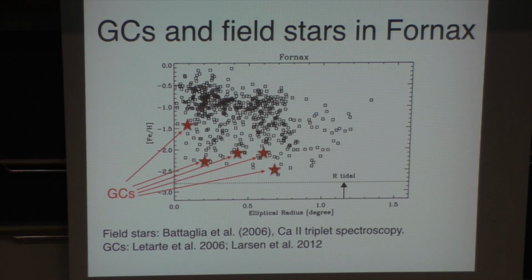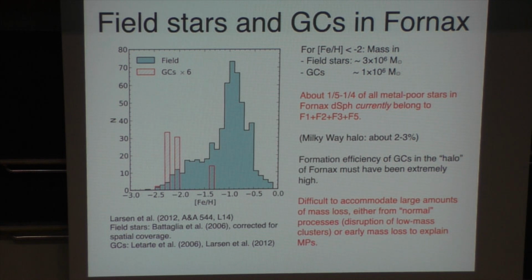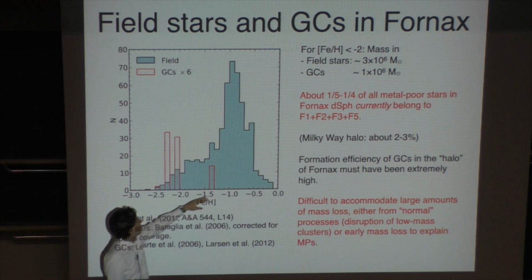So this is a plot that shows the metallicities of field stars in Fornax, together with the metallicities of the globular clusters. So you can see by eye here that those distributions are very different. And if you correct for spatial coverage and so on, you can bin that up as histograms, and you end up with a histogram that looks like this. So this is the metallicity distribution of the field stars.